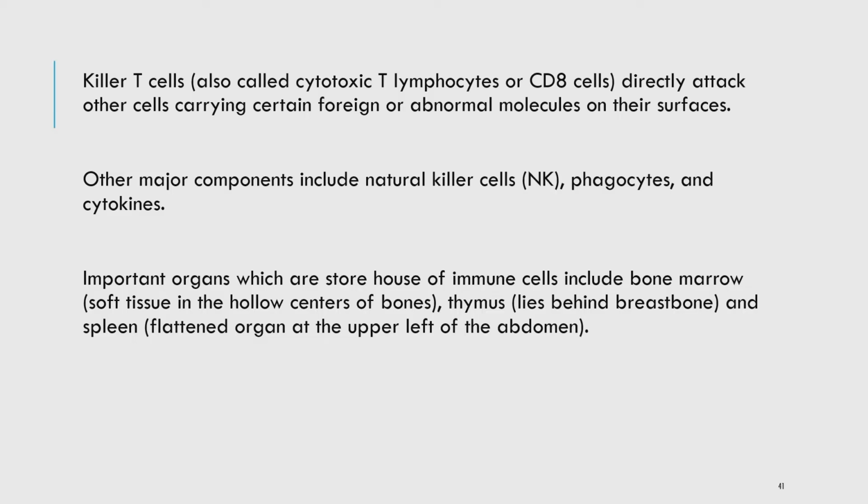Thymus is another organ, which lies behind the breastbone, and the spleen is a flattened organ at the upper left of the abdomen. So these are the organs where the immune cells are primarily concentrated in our body: bone marrow, thymus and spleen.